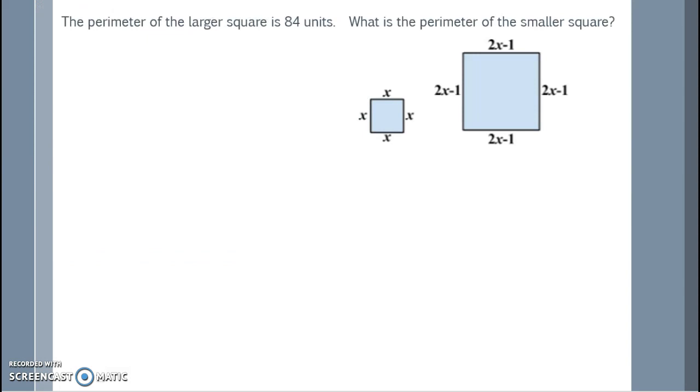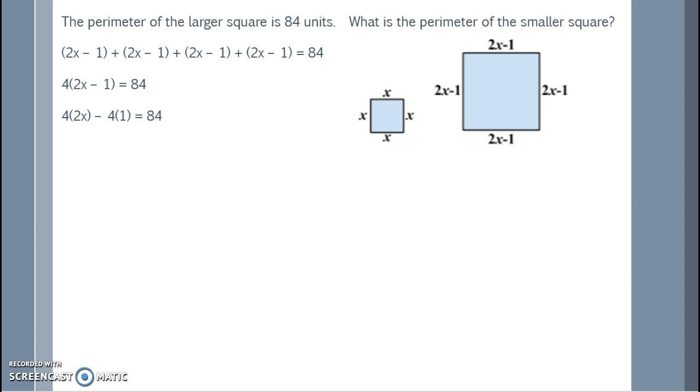The perimeter of the larger square is 84 units. What is the perimeter of the smaller square? We know that perimeter is the same as adding all of our sides together. And we know that it has to equal 84. So 2x minus 1 plus 2x minus 1, etc. Knowing that there are 4 copies of the same thing, we can use the distributive property.